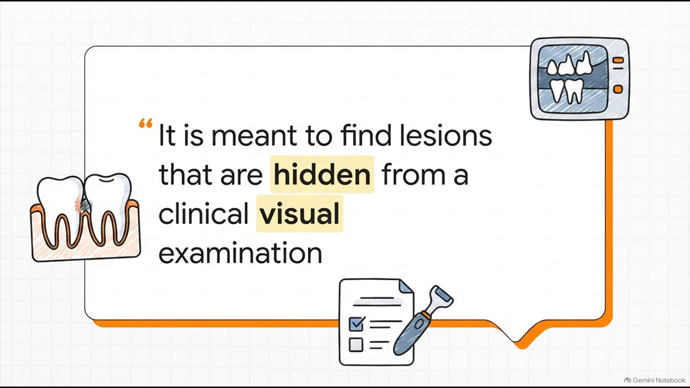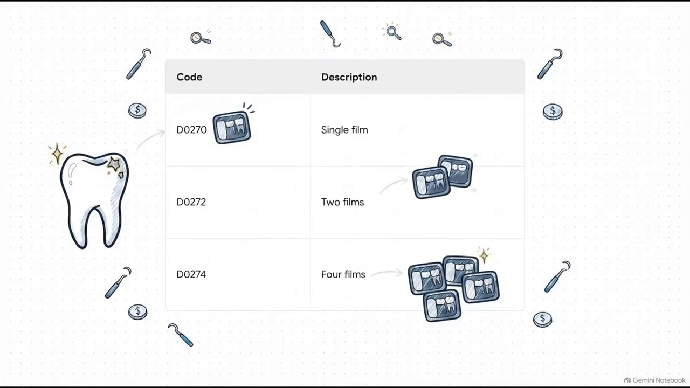This explains perfectly why bite wing X-rays are an absolute necessity for detecting interproximal decay, meaning decay between the teeth that the dentist simply cannot see with the naked eye. They also help estimate exactly how deep that lesion is. When billing for bite wings, specificity is everything.